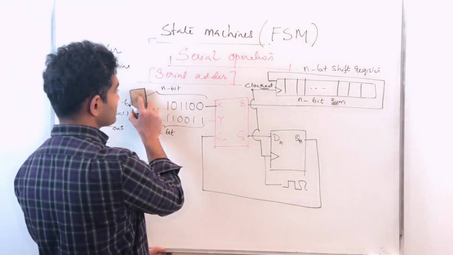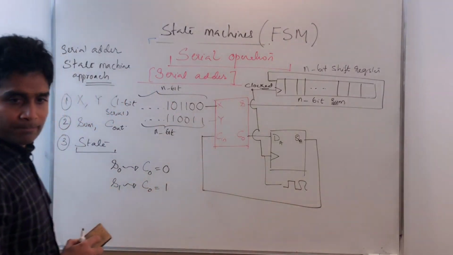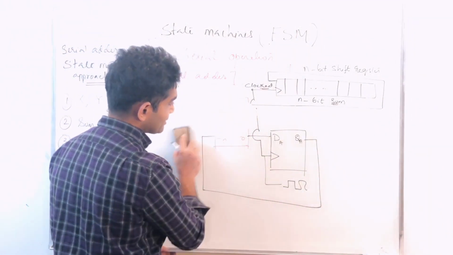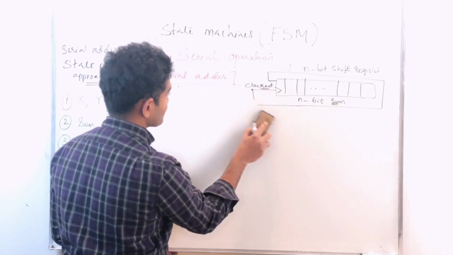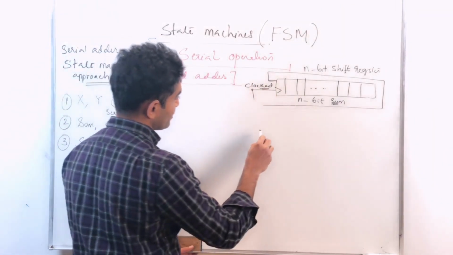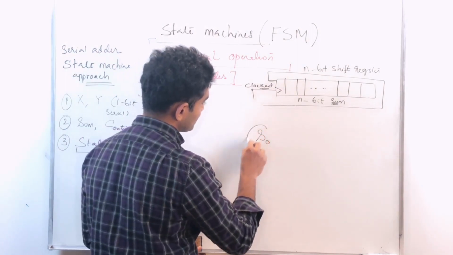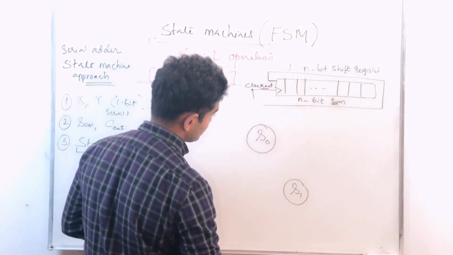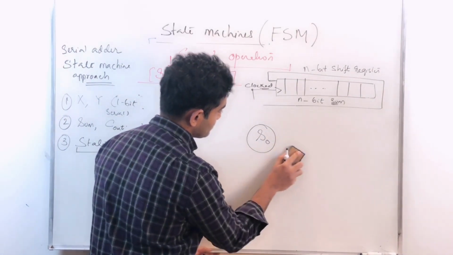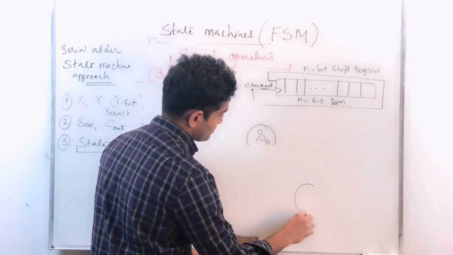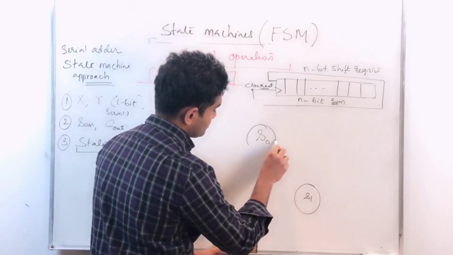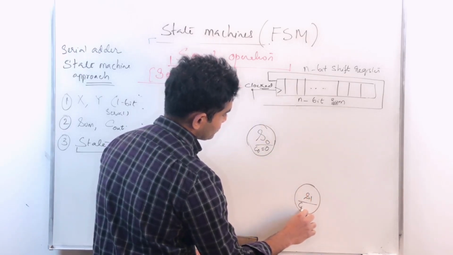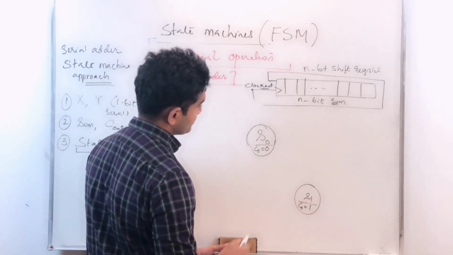So we have this. Let me take this out. We don't need this. Again, remember that the way we have designed this, you should have this in your notes. So I have S0 state, based on the carry out produced, S1 state. Here my carry out is 0. Here my carry out is 1. Okay.